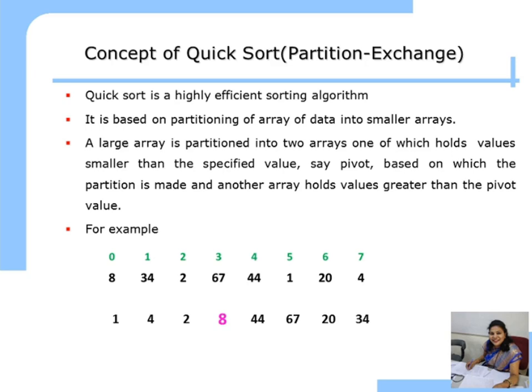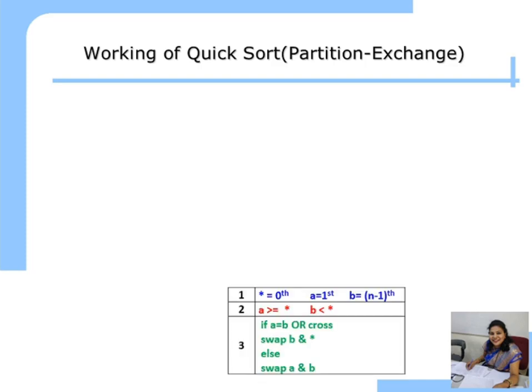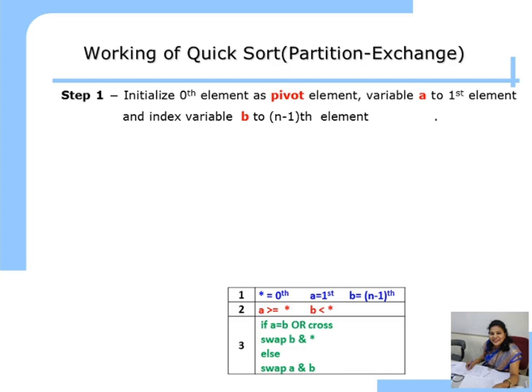Let us first understand the algorithm of quicksort. So this is the algorithm. This is a shortcut for the algorithm. This is the 8-step algorithm. I will use the shortcut within 3 steps only. So we will first see the whole algorithm of 8 steps.